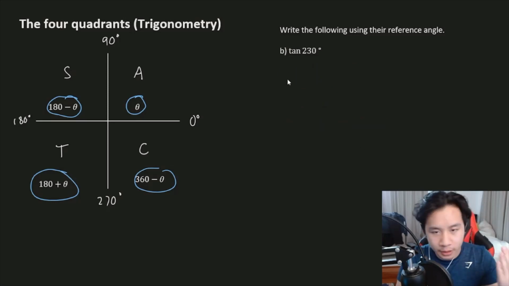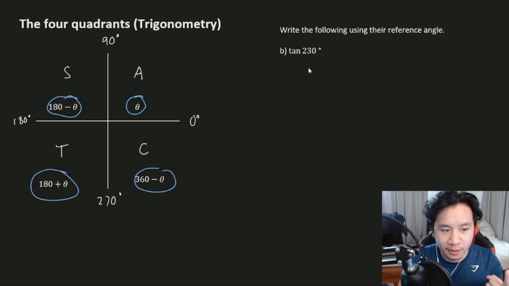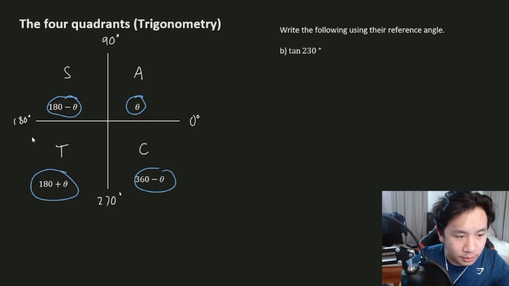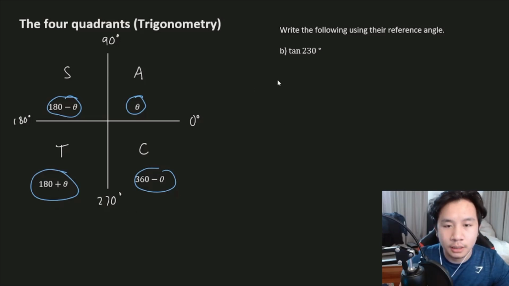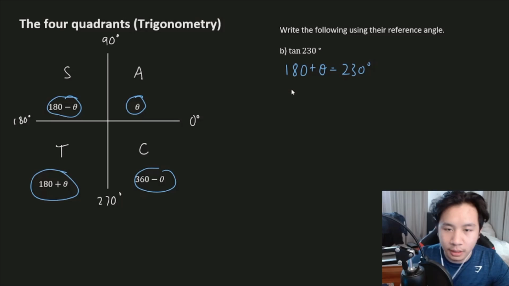So here we have tan 230 instead. And so remember, the first step is to figure out which quadrant this angle lies in. And 230 lies in this quadrant right here, because it's in between 180 and 270. And so I'll be using whatever's highlighted in blue here to find the reference angle. So 180 plus theta is equal to this angle right here, 230. And you just want to solve for theta, so bring the 180 over. Theta equals 230 minus 180, that's 50 degrees.